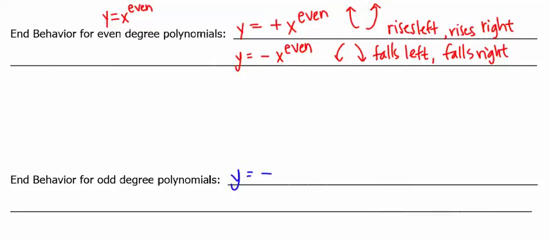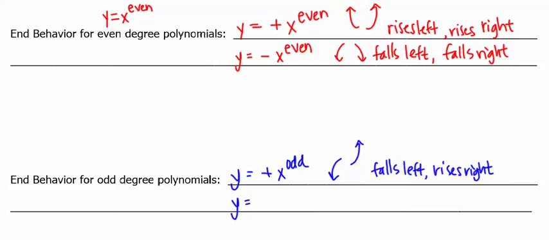Odd degree with a positive leading coefficient, the left falls and the right rises. So it falls left, rises right. And a negative leading coefficient for an odd degree function, the left rises and the right falls. So it rises left, falls right.